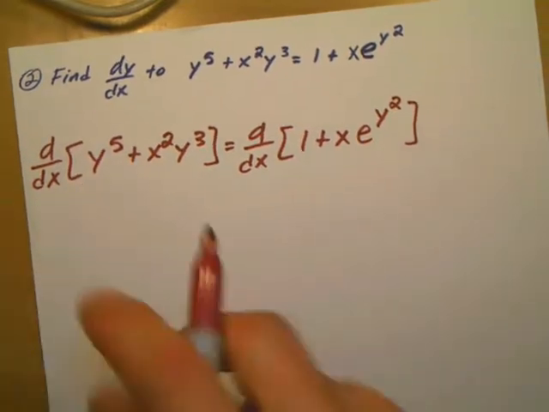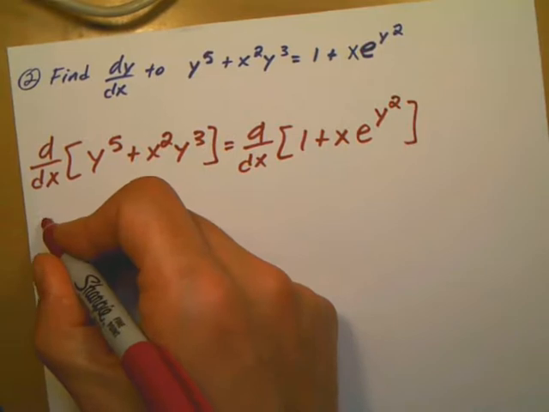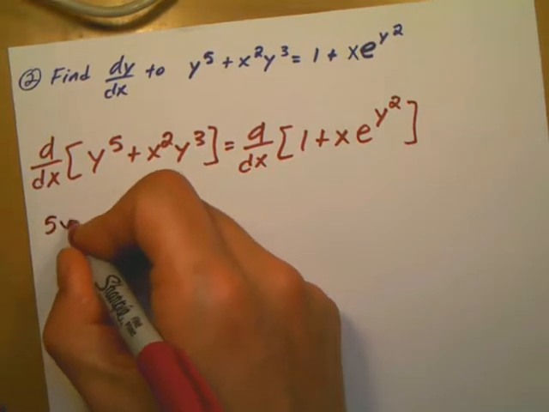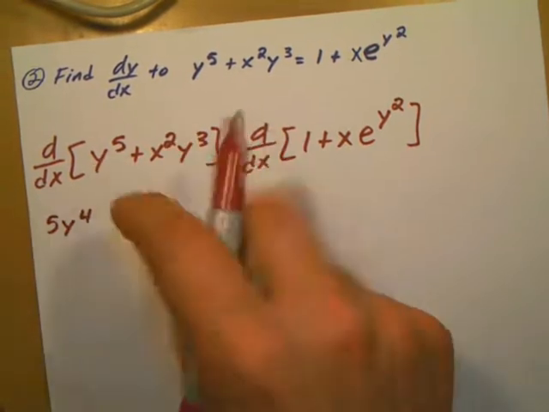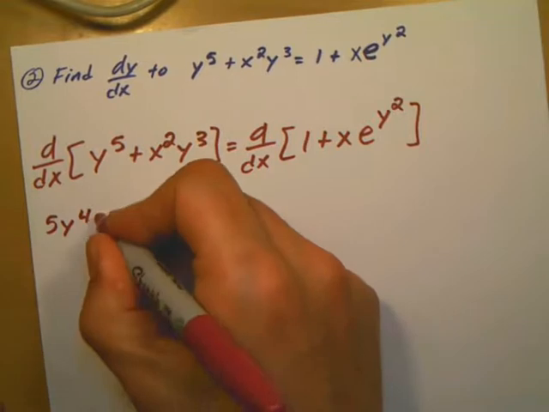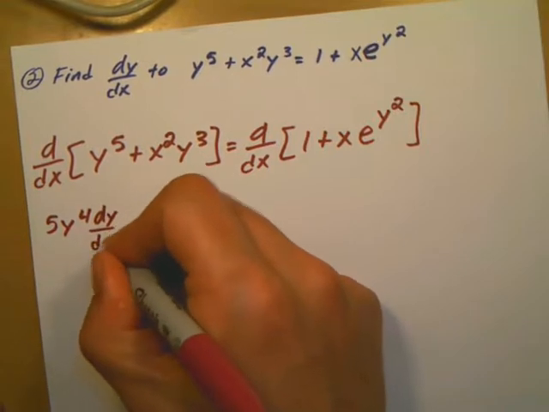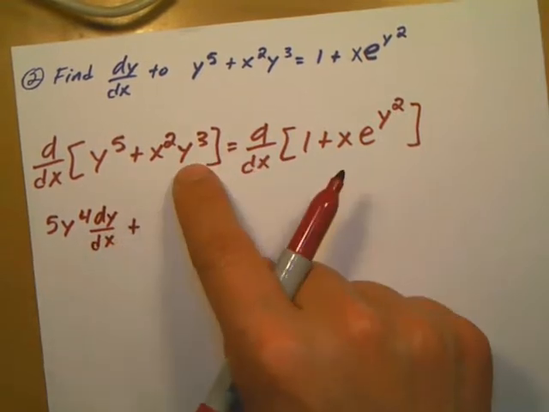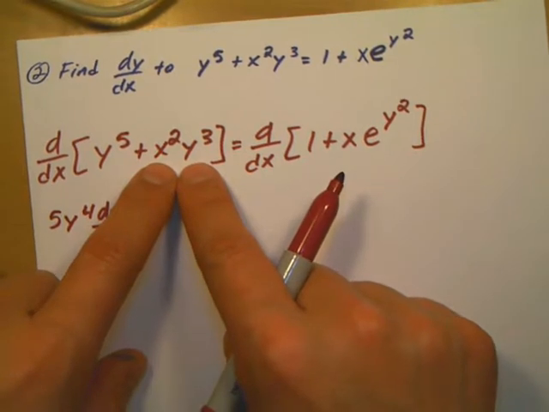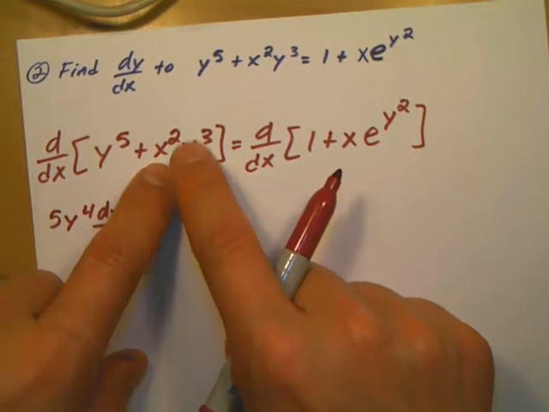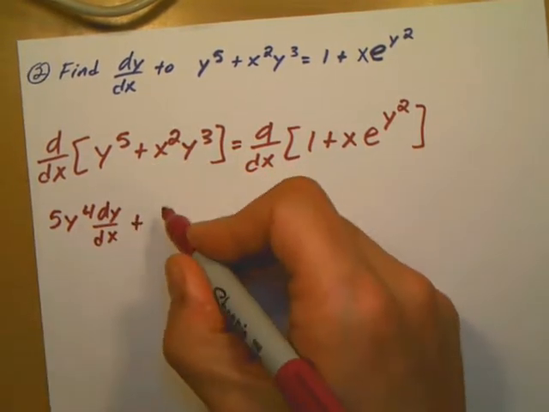Alrighty, so this piece is straightforward. I just find the derivative of this, so it's going to be 5y to the 4th. It's going to be implicit because the variables are not the same, so times dy/dx plus. This now requires the product rule, x squared y to the 3rd.